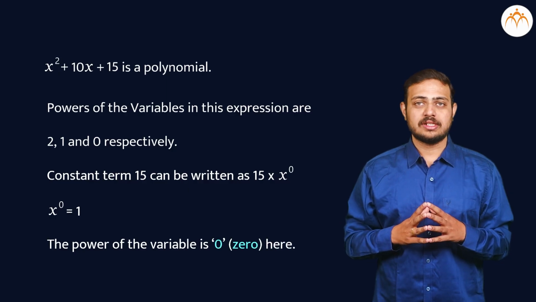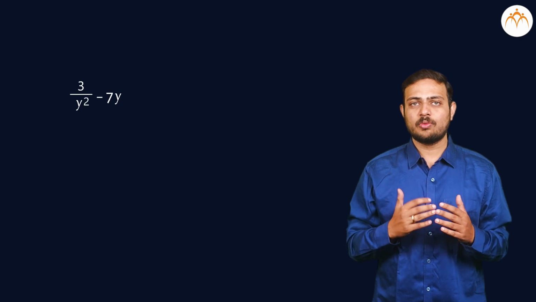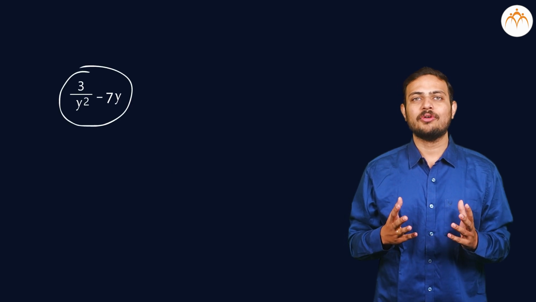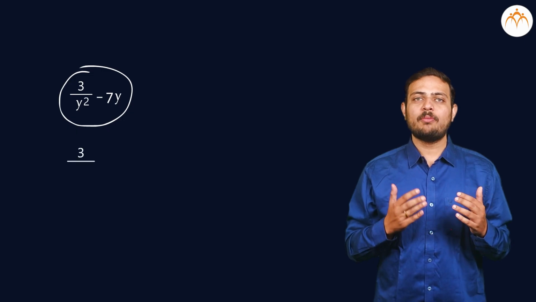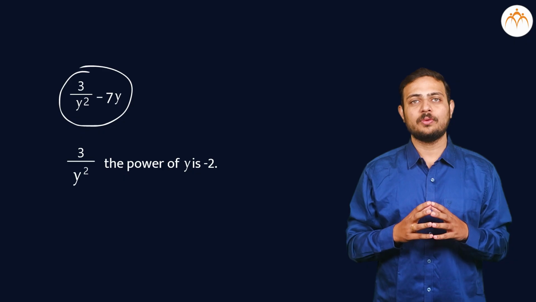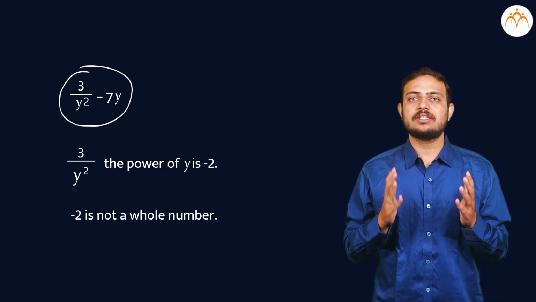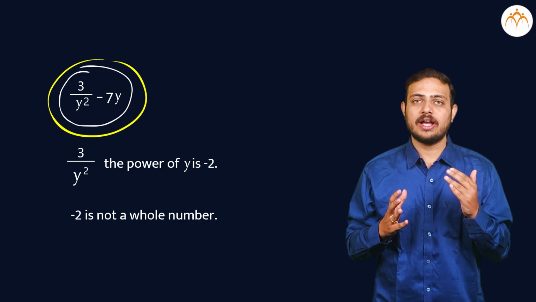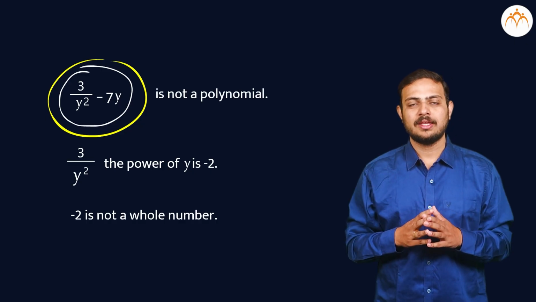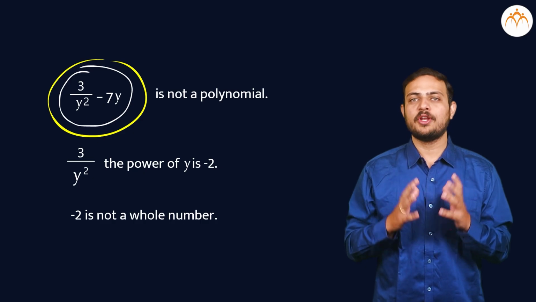Now, think about this. Is the algebraic expression 3 upon y square minus 7y a polynomial? No, because in the term 3 upon y square, the power of y is minus 2. Since minus 2 is not a whole number, the algebraic expression 3 upon y square minus 7y is not a polynomial. Now you have well understood the concept of polynomials.